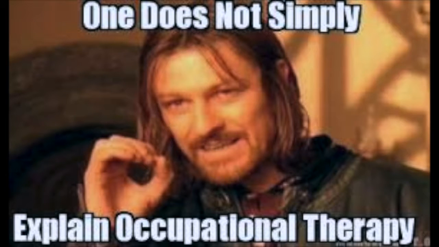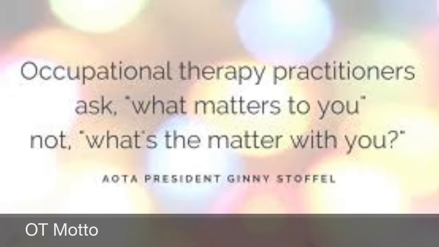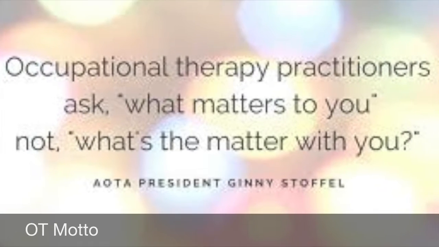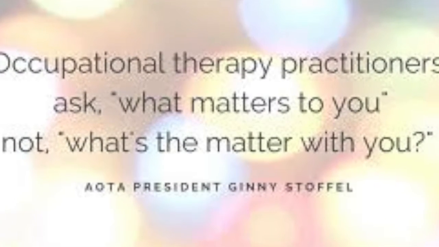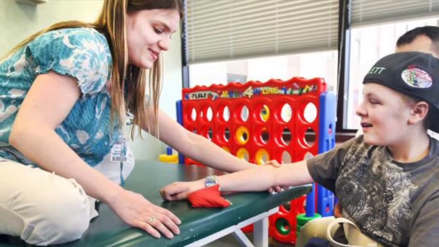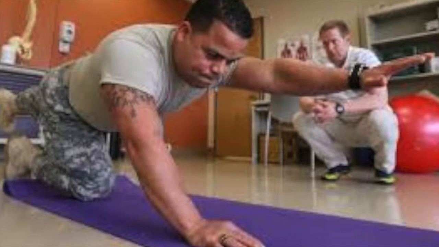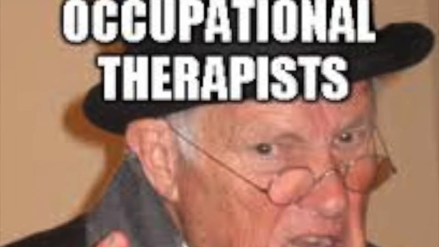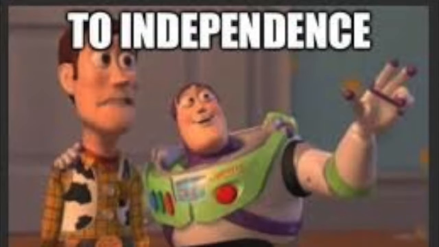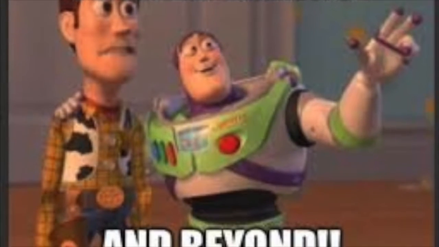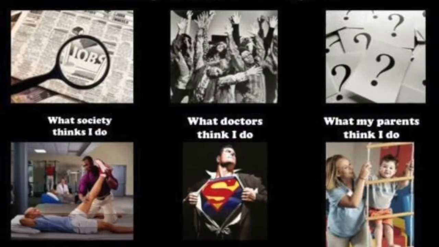No one really knows what we do, and when we have to explain it, it's a rather broad career to explain. So occupational therapists have created this motto that they ask, what matters to you, rather than what's the matter with you. This all comes back to, in its simplest terms, occupational therapists help people across the lifespan participate in the things they need and maybe even want to do through the use of therapeutic activities, or as we call them, occupations. So no, it doesn't deal with helping you find a job, it's about helping people adapt to their lifestyle or disabilities.